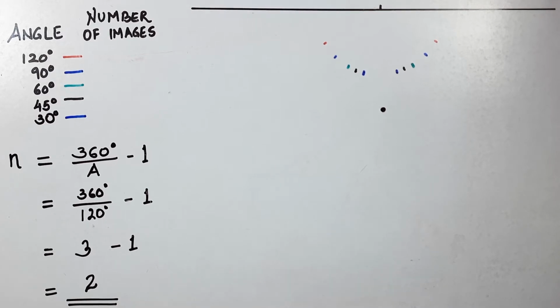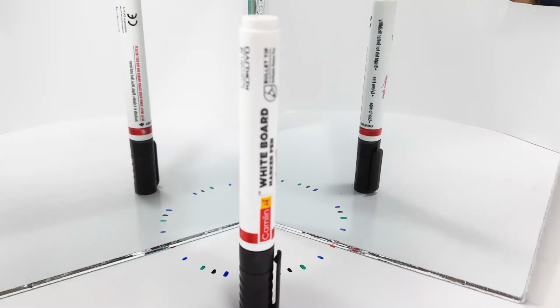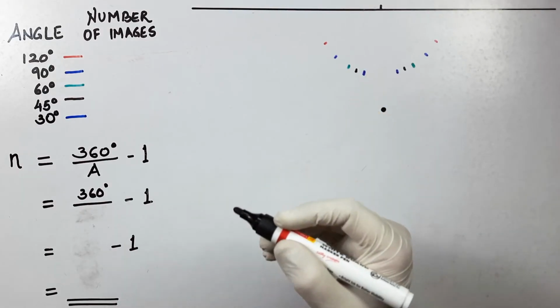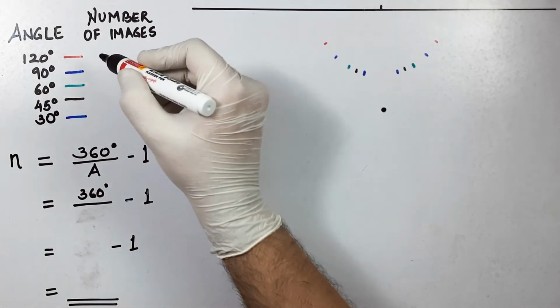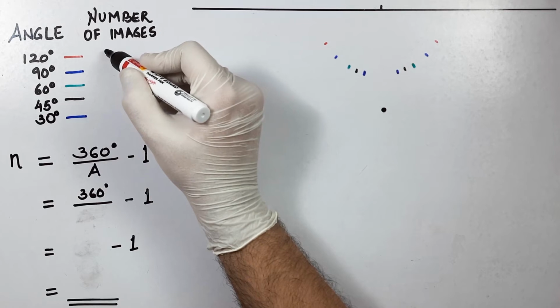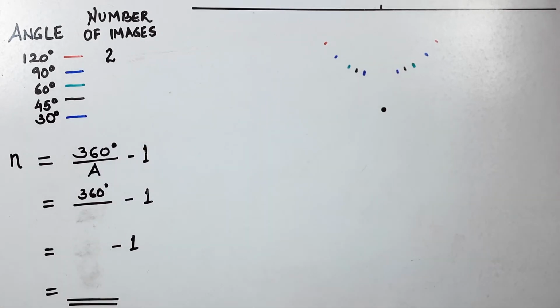Let's see, does it happen practically? So as you can see, I have arranged the mirrors at 120 degrees, and we have put a marker as the object, and we can see 2 images in the mirrors. So now we have confirmed that the number of images formed when the angle between 2 mirrors is 120, we get 2 images. So that is what I have written there.